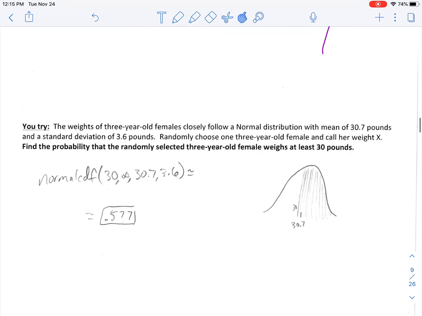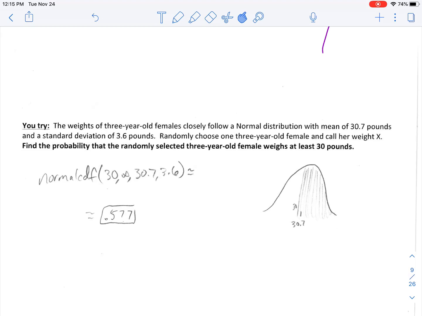All right, so weights of 3-year-old females follow closely a normal distribution. I made this when my oldest was 3. She is now 5. Again, I'm maybe dating myself when you watch this video. If it's 2030 and you're watching this video, Mackenzie will be 15, and hopefully you only are hearing stories about what 2020 was like, okay?